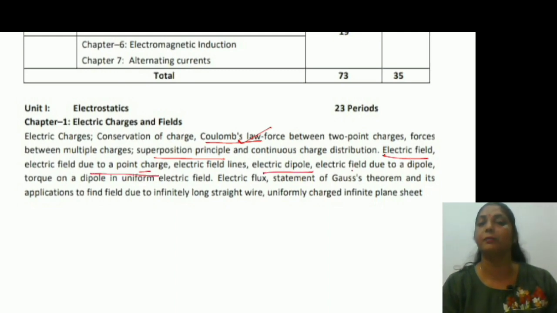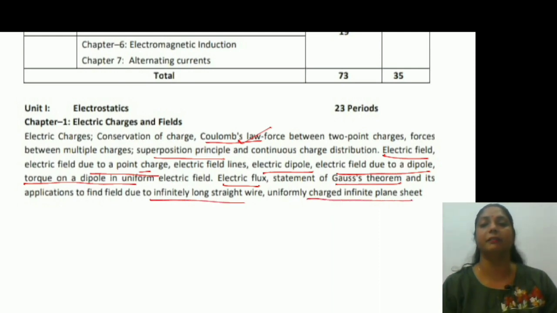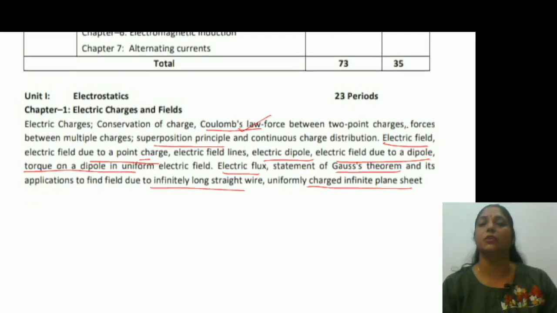What is an electric dipole? Electric field due to a dipole, both at axial and equatorial positions. Then torque on a dipole in a uniform electric field. What happens when a dipole is placed in a uniform electric field? After that, electric flux. And then the last topic, Gauss theorem. And there are two important applications of Gauss theorem. One is the field due to an infinitely long straight wire, and another one is the field due to a uniformly charged infinite plane sheet. So all these topics are important, and I will discuss MCQs based on all these topics.